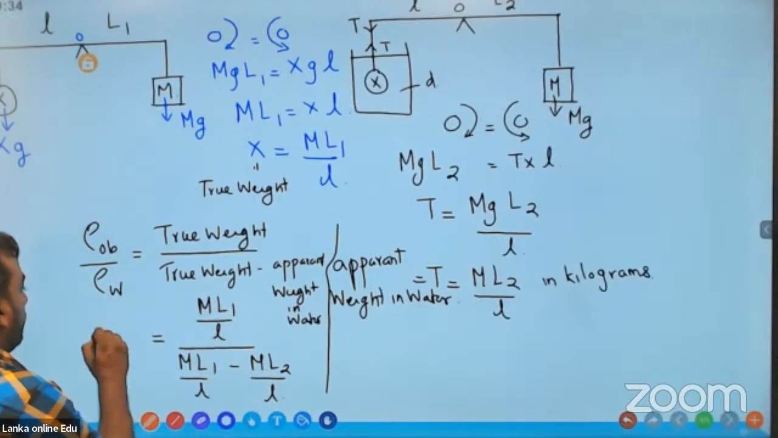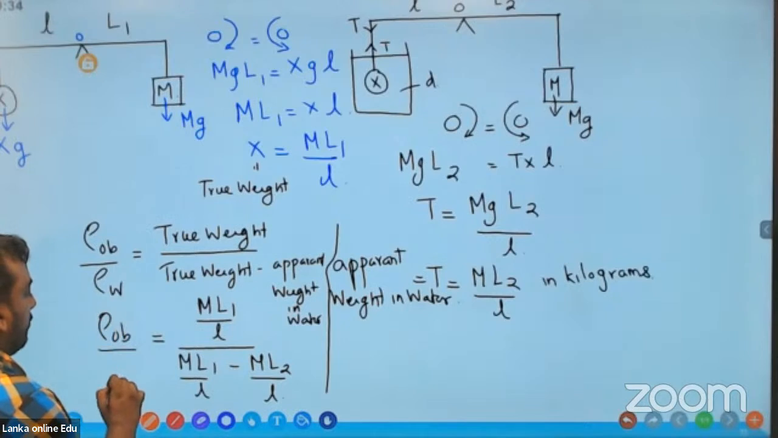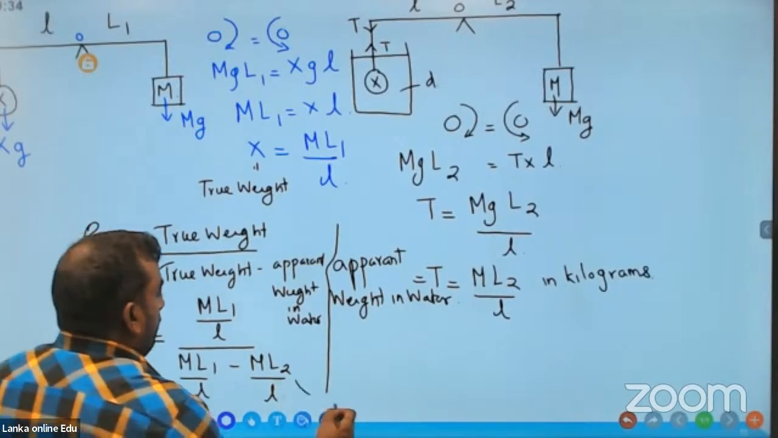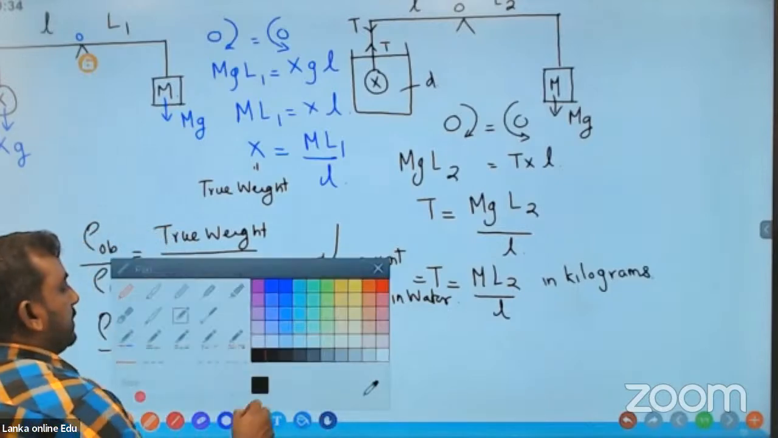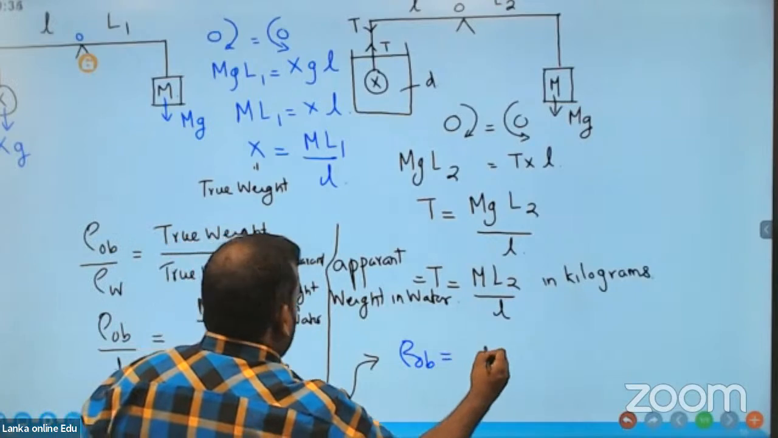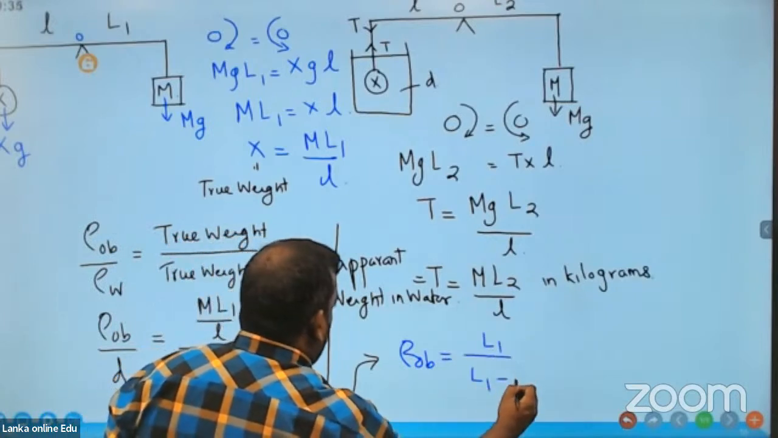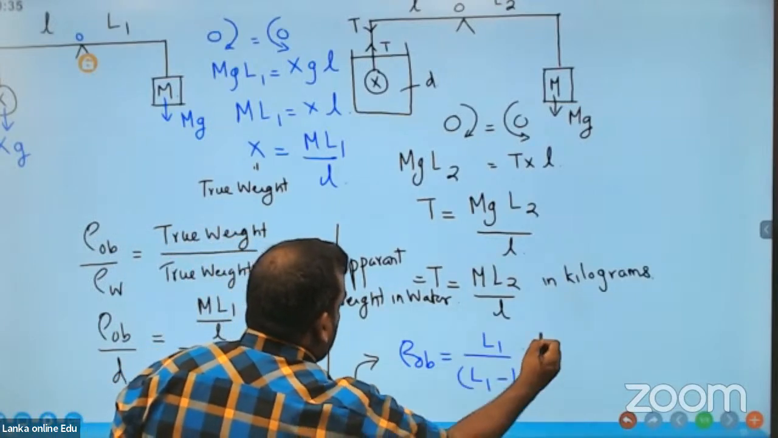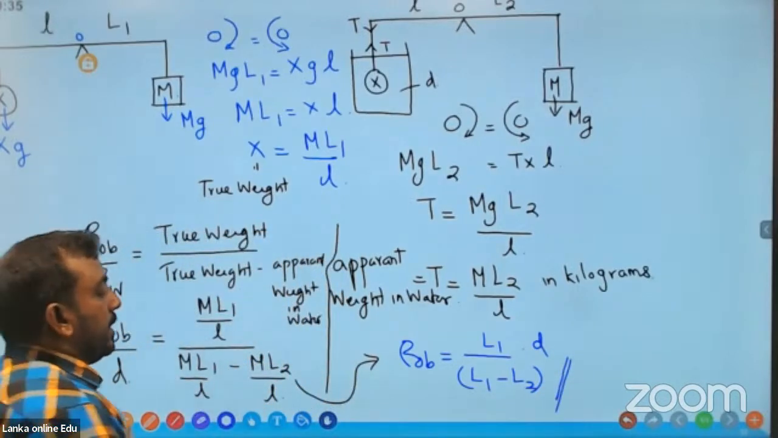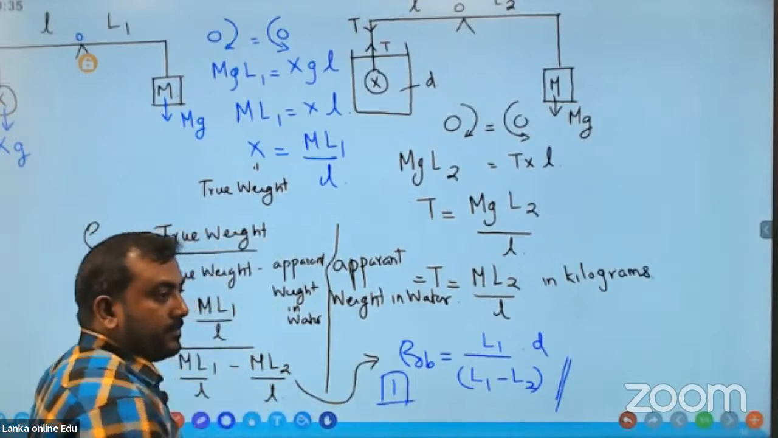Capital M and simple L cancel off. Density of object over density of water is B. From here you can simplify and write: density of object is L1 divided by L1 minus L2 times B. What is your answer? Answer is number 1.